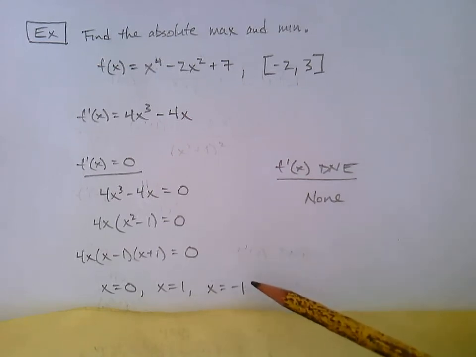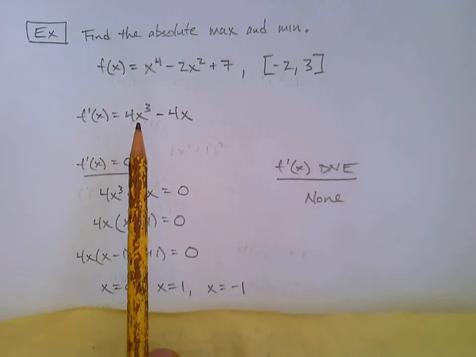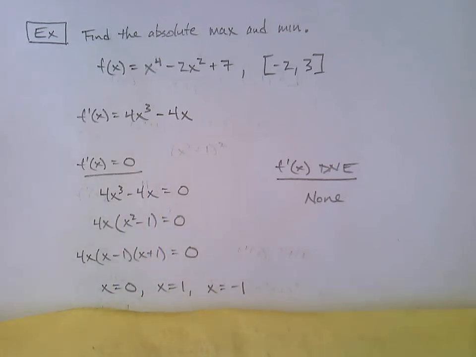Okay, so we got these three criticals. Why is it none? Well, again, we have a polynomial, so we're never dividing by 0. No problem, none.